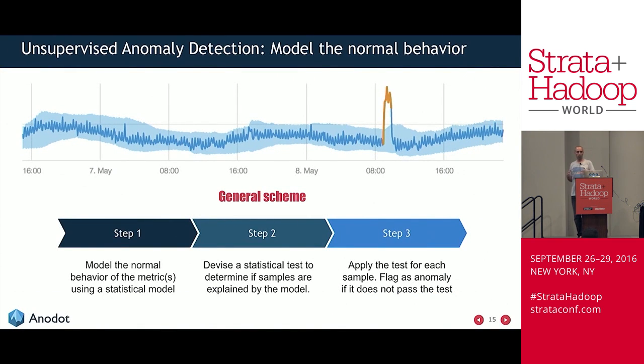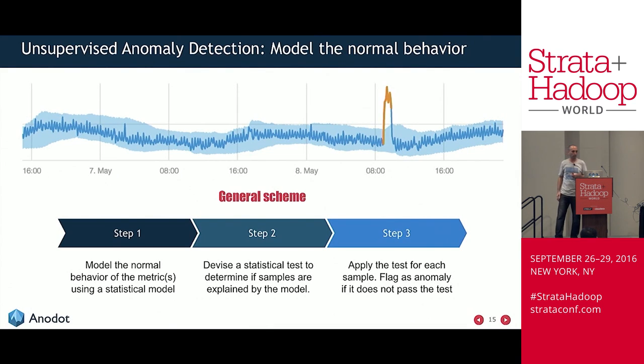So the general scheme of modeling: the first step in anomaly detection is modeling the normal behavior, because it's an unsupervised technique, but you do assume that most of the time the signals that you're looking at are normal. Otherwise, anomalies are not anomalies. Anomalies are supposed to be rare. So step one is to model the normal behavior of the signals that you have. And then the second step is to devise a statistical test that tells you, whenever given a new sample, does it fit the model that you trained or not? If it fits, it's not an anomaly. If it doesn't fit, then it's an anomaly.